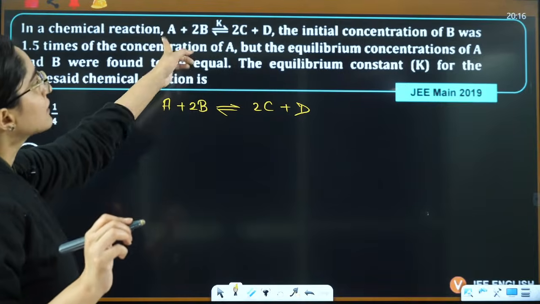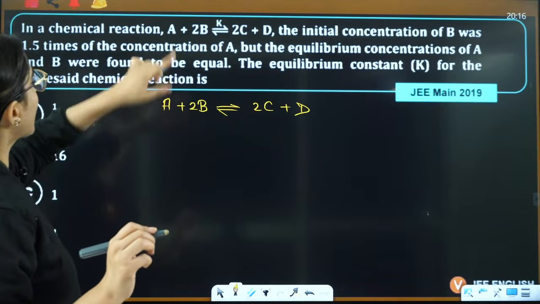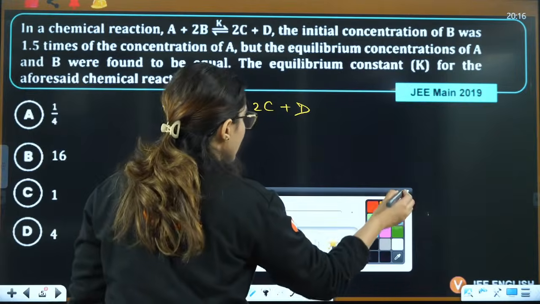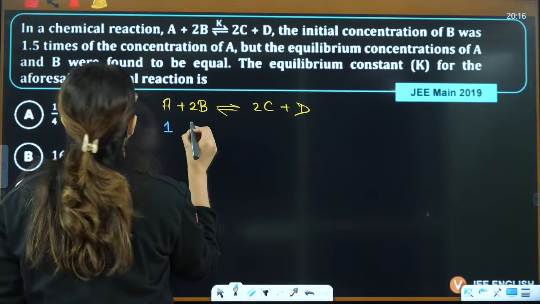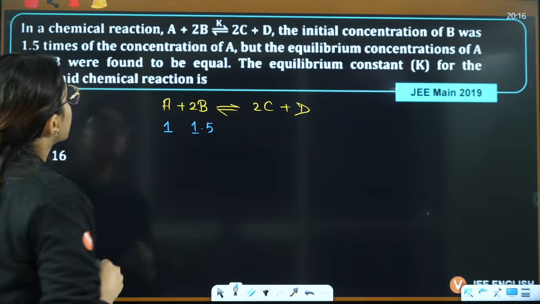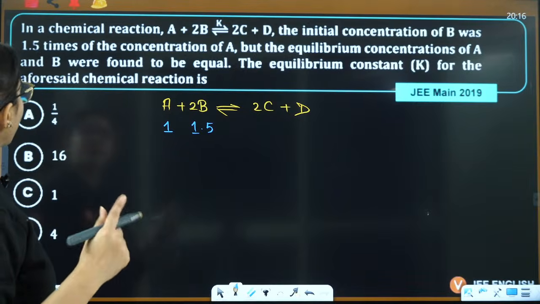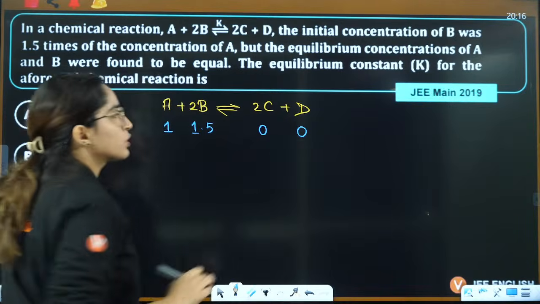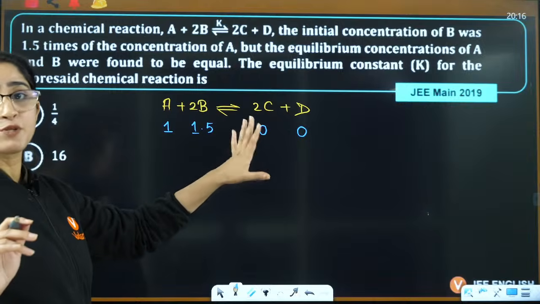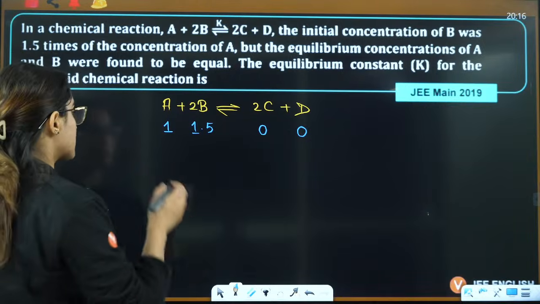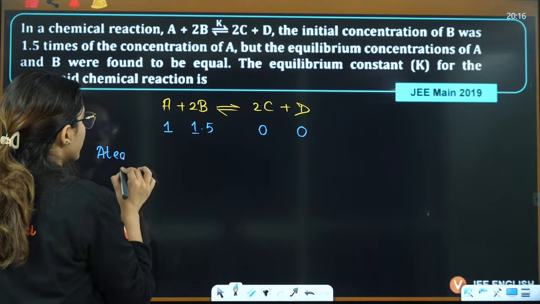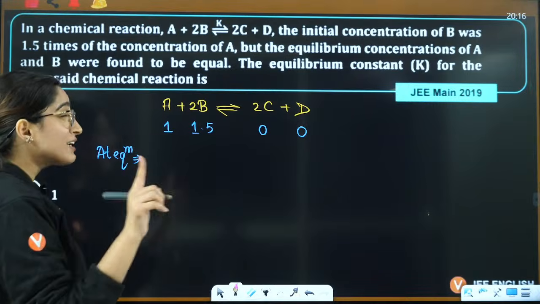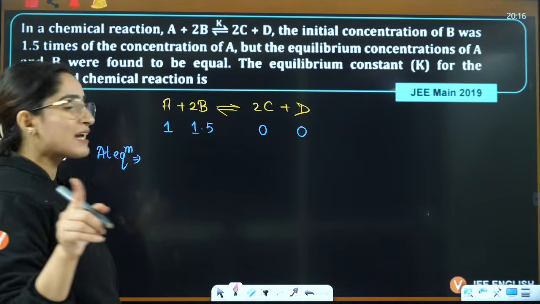The initial concentration of B is this much times the concentration of A. If I take the concentration of A as 1, then this will be 1.5. But the equilibrium concentrations of A and B are found to be equal. The initial concentration of products is 0, because nothing is given. Now we will write at equilibrium. If x is the amount that is reacted, not degree of dissociation, it is the amount that is reacted.